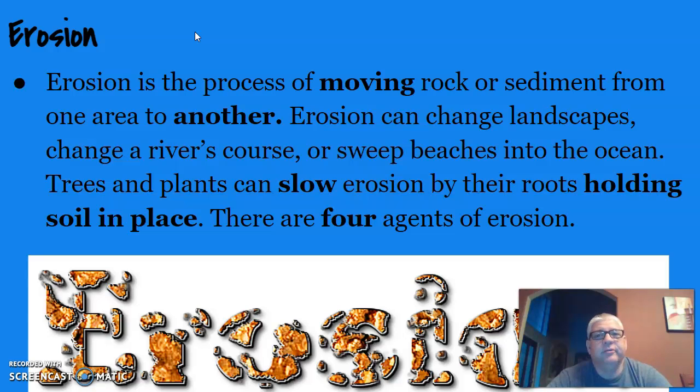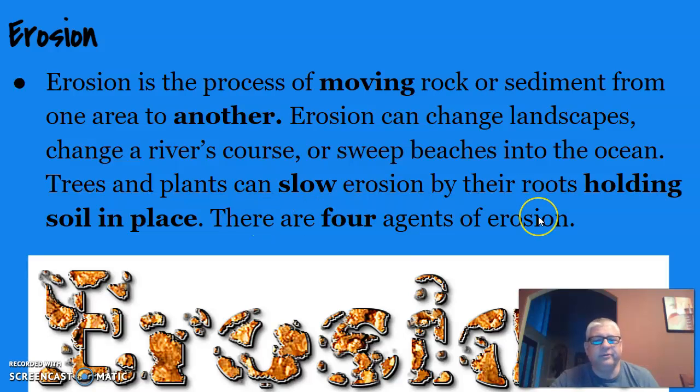Erosion is a process of moving rock or sediment from one area to another. Erosion can change landscapes, change river courses, or sweep beaches into the ocean. Trees and plants can slow erosion, and this is a good point because some of your questions on your test are going to come from this. Trees and plants can slow erosion, and the very important part of it is by what? Their roots holding soil in place.